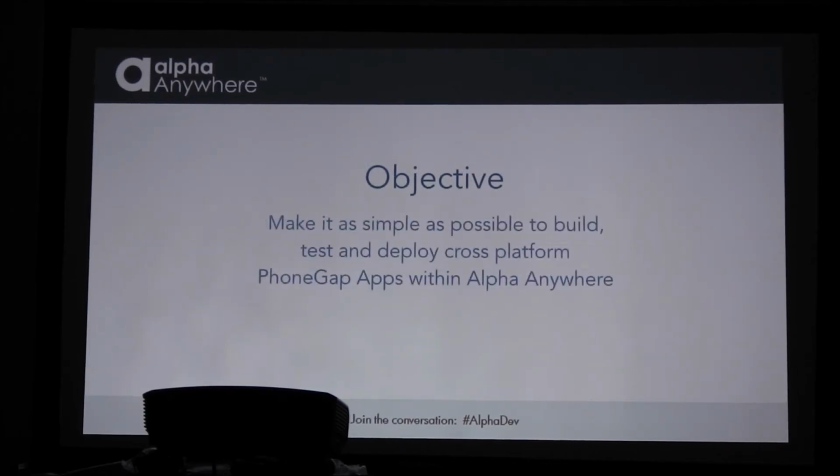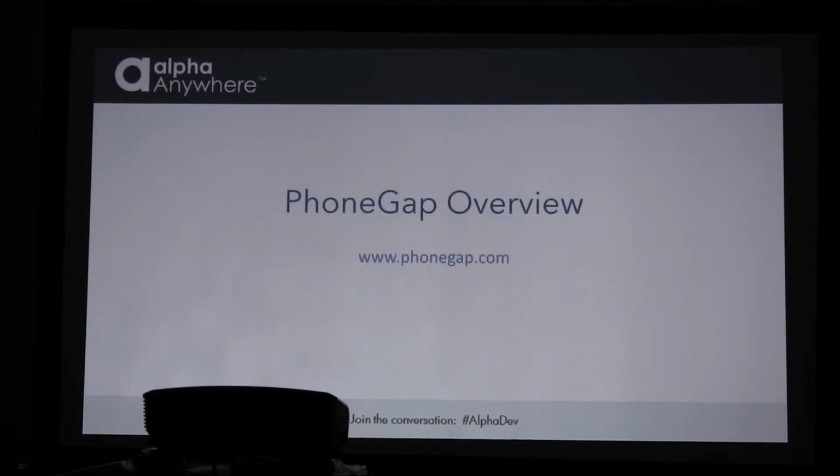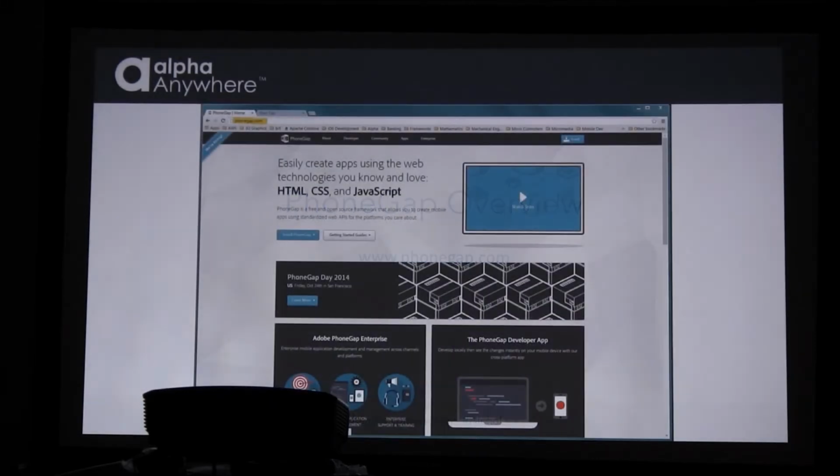So our objective here was just to make it as simple as possible to build, test, and deploy PhoneGap applications right from within Alpha Anywhere. And this all came out of work from PhoneGap. Now, PhoneGap started out as an open source project that Adobe ended up acquiring. PhoneGap lets you build for actually a lot of different platforms, and they have a command line driven interface if you use their native tools.